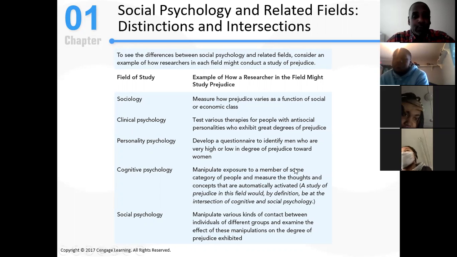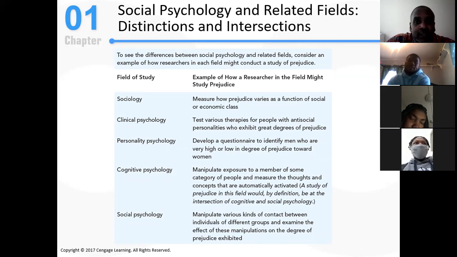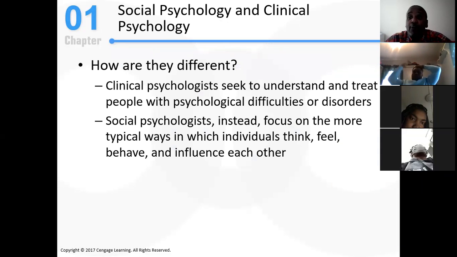And then, of course, social psychology, where we marry various kinds of contacts, Ron, between individuals of different groups and examine the effect of these manipulations on the degree of prejudice exhibited. We're not going to look only at prejudice. So they just talked about if you were doing research, if you were focused on the issue of prejudice, these are how you could use these disciplines to unpack this topic. We're going to look at social psychology from many different areas. I want you to know this stuff for the test, but I want you to know this stuff, Michael, as a working professional and a soon-to-be graduate student.